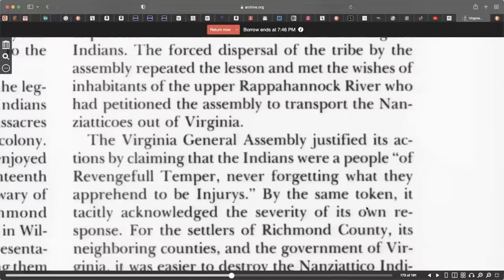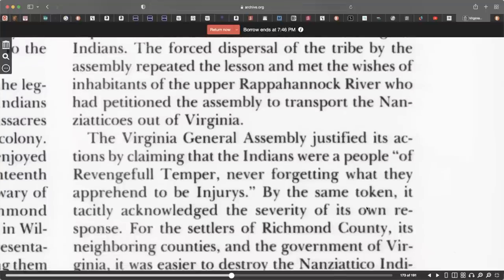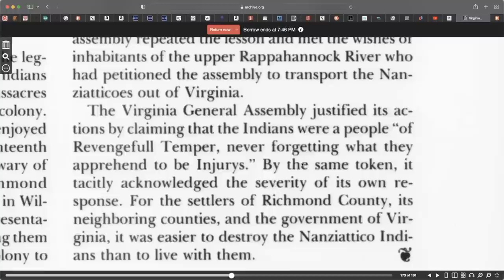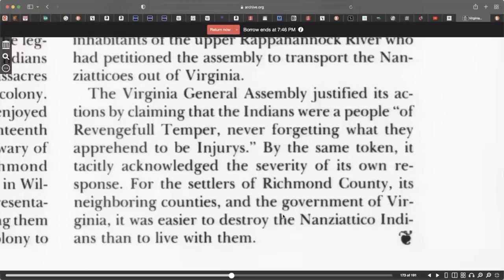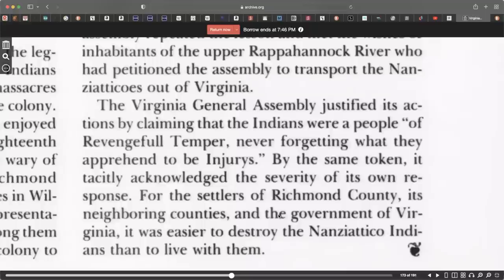The Virginia General Assembly justified its actions by claiming that the Indians were a people of revengeful temper, never forgetting what they apprehend to be injuries. By the same token, it tacitly acknowledged the severity of its own response. For the settlers of Richmond County, its neighboring counties, and the government of Virginia, it was easier to destroy the Nanziatico Indians than to live with them, all right? It's much easier to just destroy them and get rid of them. They're not like the Akamaki Indians. They ain't trying to help us, all right?